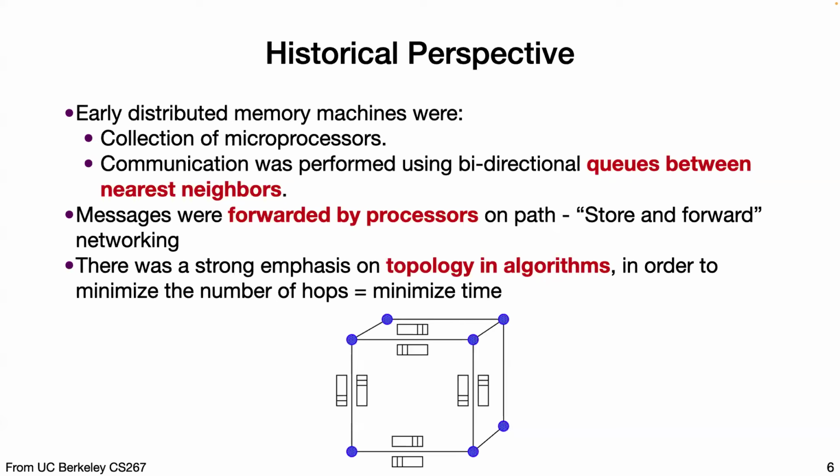Okay, so we're moving on to topology. For a while, distributed memory processors were a collection of microprocessors, and communication was performed by bidirectional queues. They're connected by queues between the nearest neighbors in some kind of topology. And they implement store and forward, which is like if you're not directly connected to the thing that you want to send a message to, you have to send it to a neighbor. That neighbor stores it and then forwards it to the next neighbor, and so on until you get to what you actually wanted to send it to. In the beginning, there was a strong emphasis on topology in the algorithms because the algorithm time depends on how many hops you need to get to where you want to send your message. So if you minimize the number of hops in your algorithm, you can minimize the overall time.